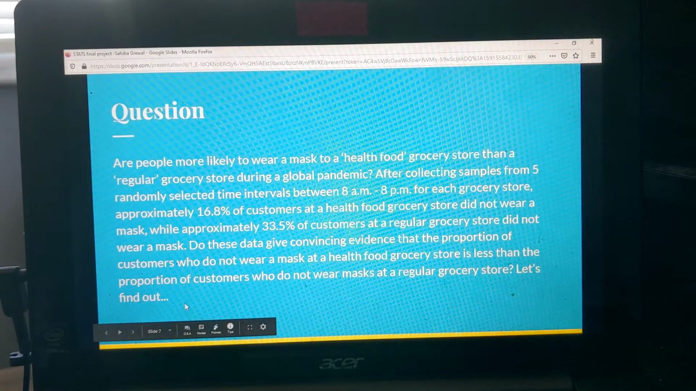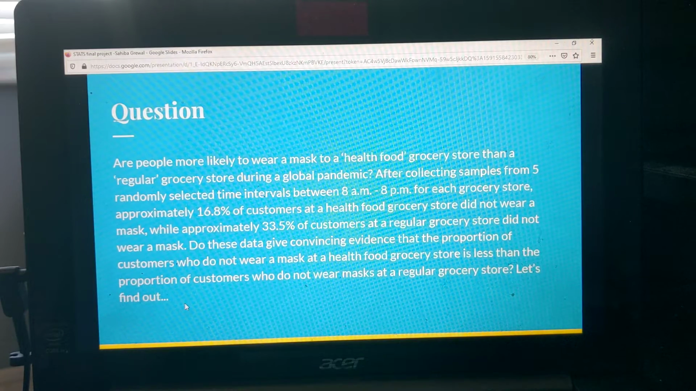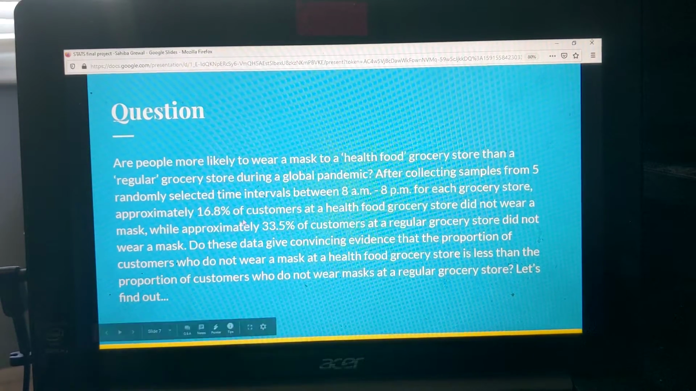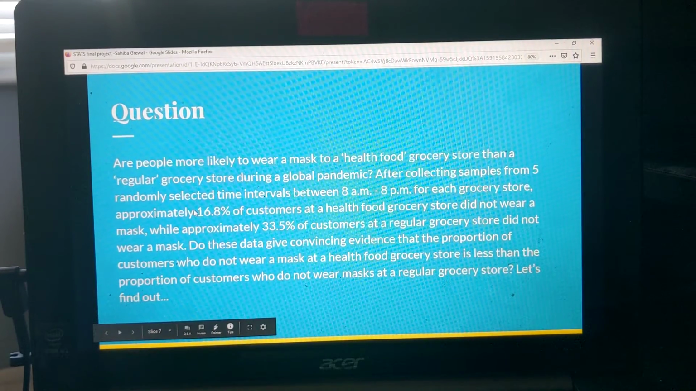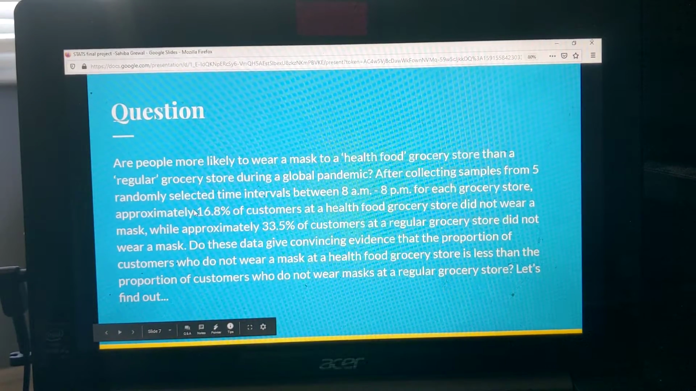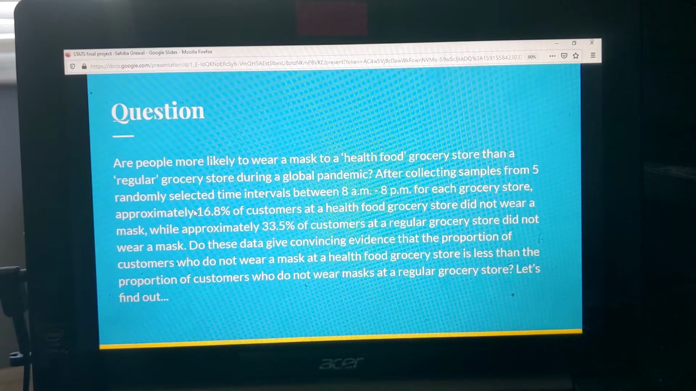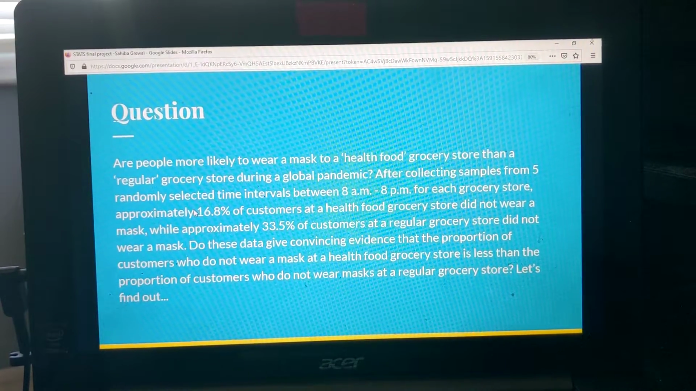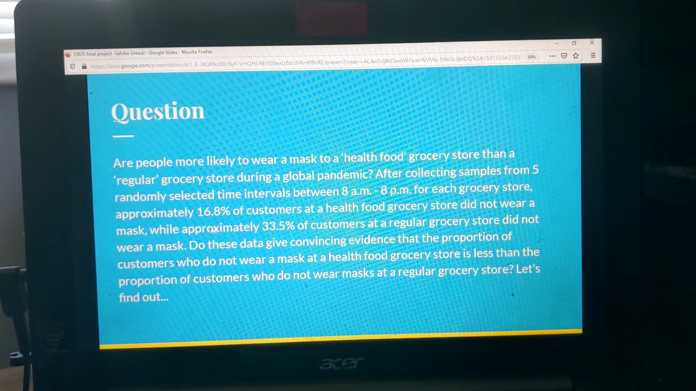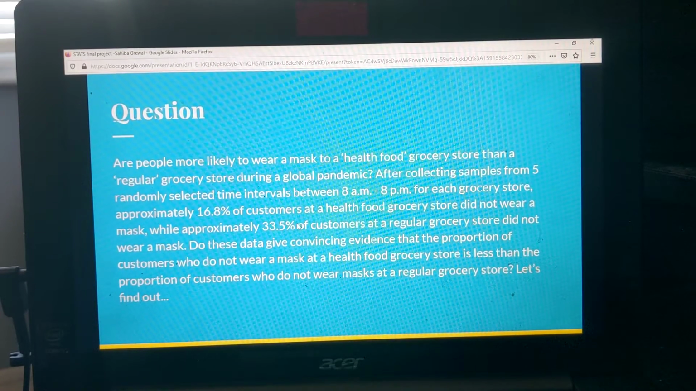So here's a pretty basic question that I created, a 2 proportion z-test question. So what I ended up doing was I counted the total number of people at Sprouts who didn't wear masks and then who did wear masks, and made a proportion, and then made a percentage out of it, which is 16.8%, and I did the same thing with Stater Brothers, and I got 33.5%.